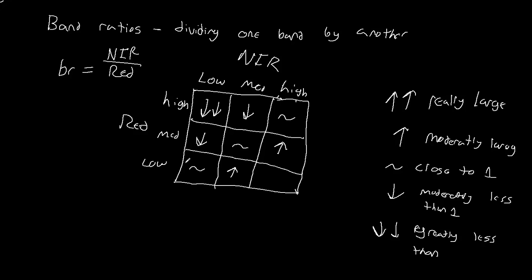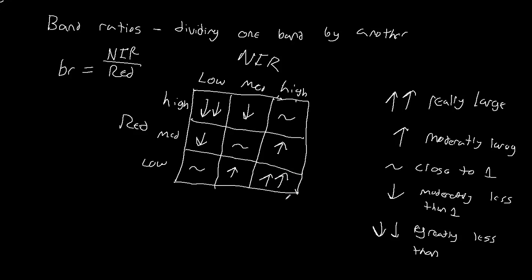And then finally, high divided by low, this is the other extreme. This is where this value is as big as it's going to get, and this value is as small as it's going to get, which is going to make this as large as it can be. So this is going to be really large.